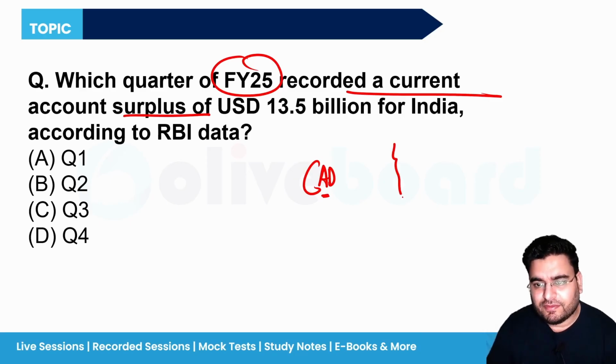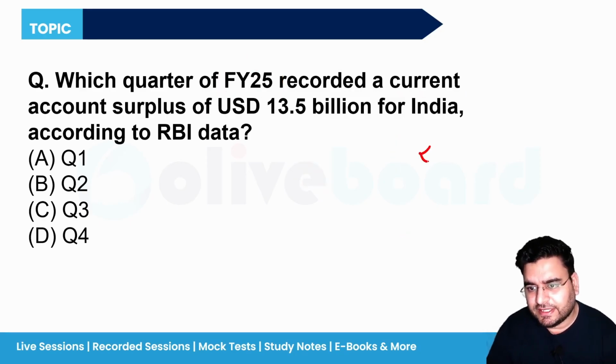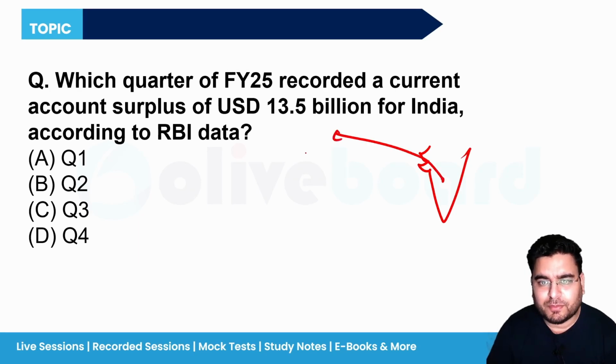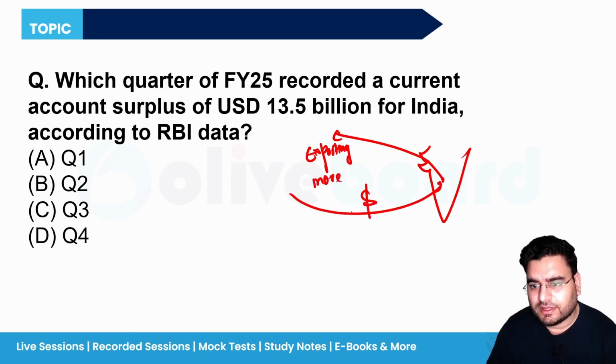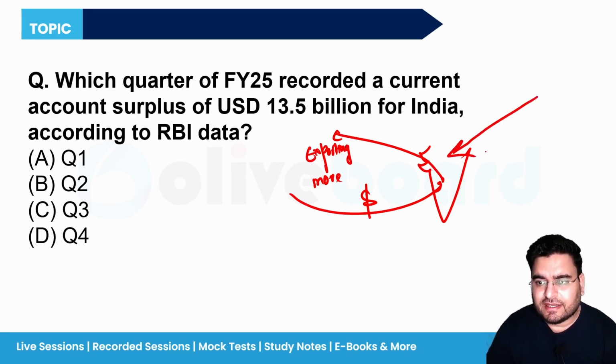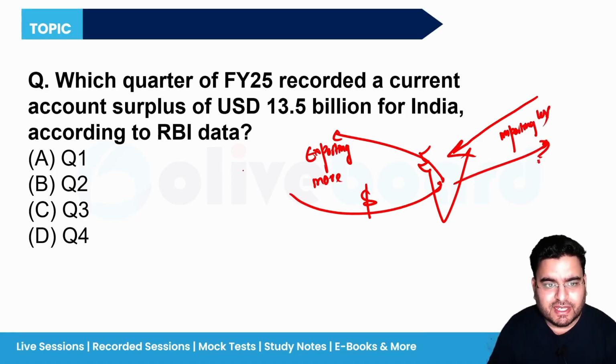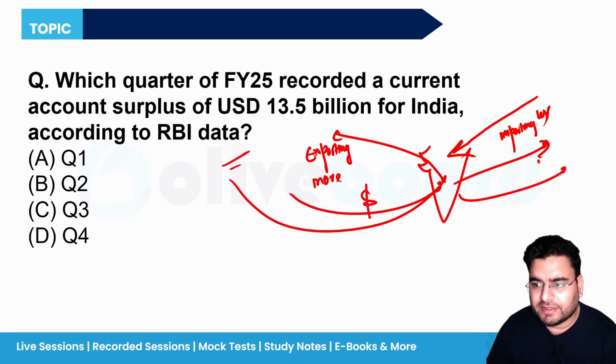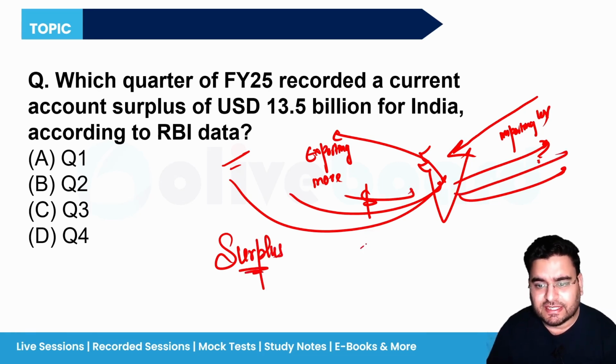See, this is India. If we are exporting more, it means more dollars are going to come to India, and we are importing less, it means less money is going outside India. So this situation where we are exporting more, incoming money is more, outgoing money is less, is known as a surplus condition. If more money is leaving India and less money is coming, that is known as a deficit.